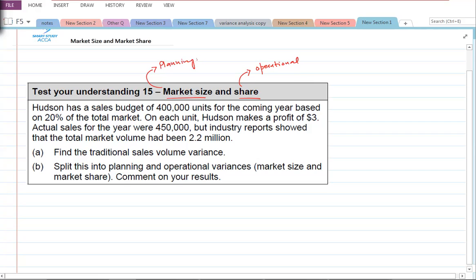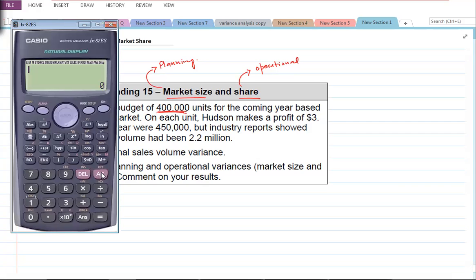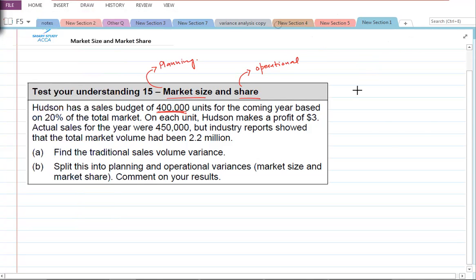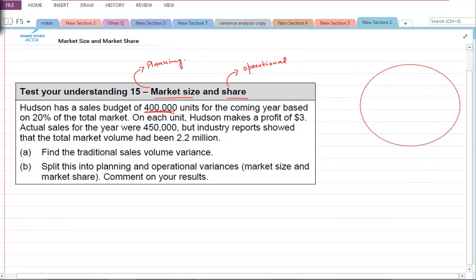Right? Now it says Hudson has a sales budget of 400,000. So that's the original budget. This is the original budget for the coming year based on 20% of the overall market. This 400,000 is 20% of the overall market. So that basically means that the overall market was 2 million. If the overall market is 2 million, we are planning to have 20% of that, and this 20% is 400,000, right?